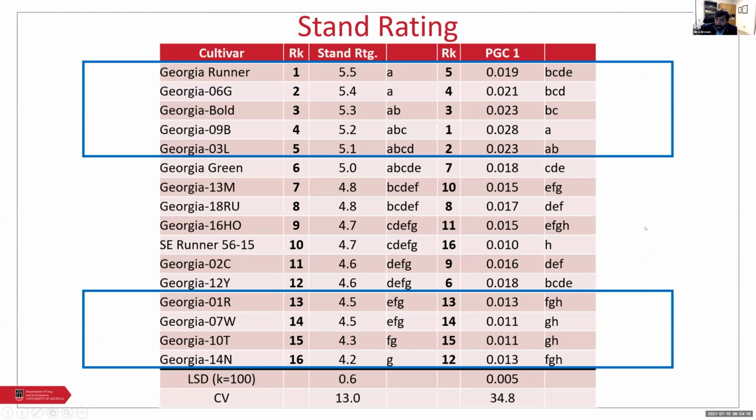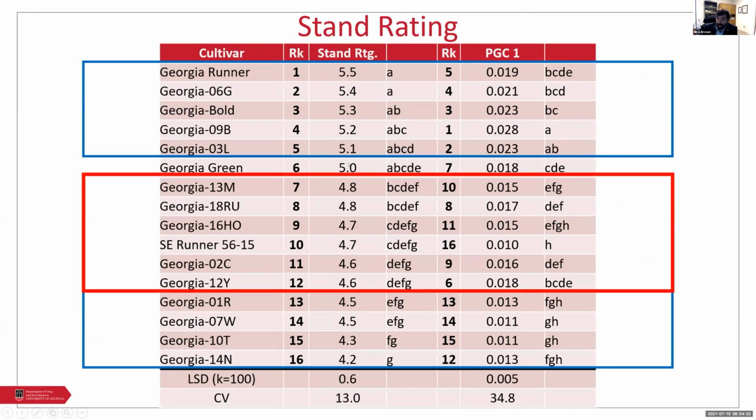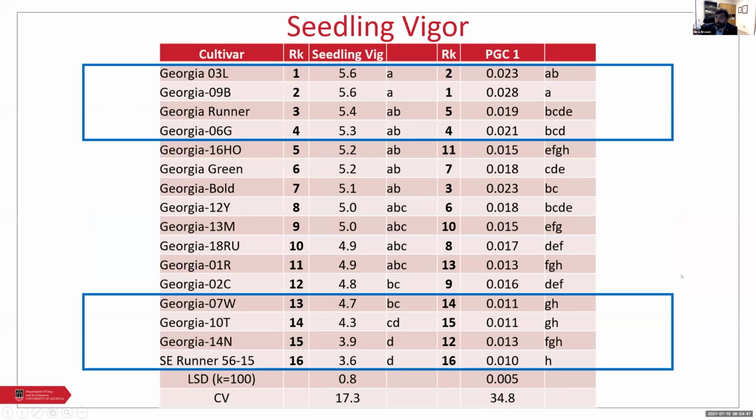When we look at the rank comparisons, we see that the UAV-based method looking at percent green cover was sufficient for determining which were the top performing cultivars for stand and which were the lower performing cultivars for stand. However, it's in this middle section here where we get a lot of disagreement for rank comparisons. I'll note here that the CV for percent green cover at this early point in the season was quite high, with 34.8.